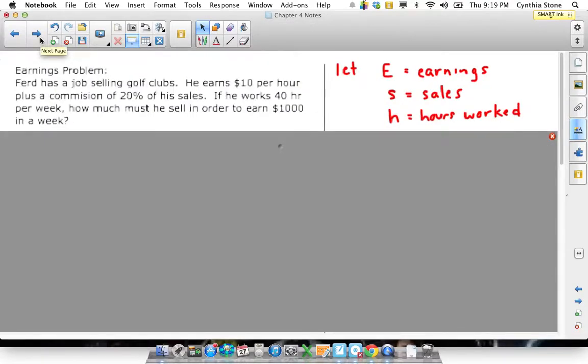Okay, Ferd has a job selling golf clubs. He earns $10 an hour plus a commission of 20% of his sales. So that tells me of, I'm gonna have to multiply. If he works 40 hours a week, how much must he sell in order to earn $1,000 in a week?